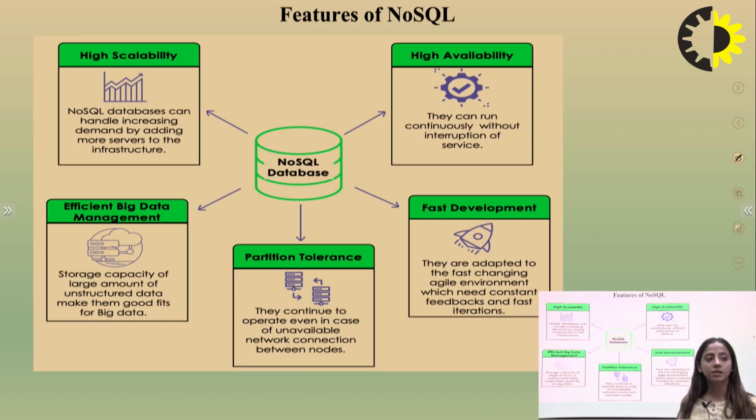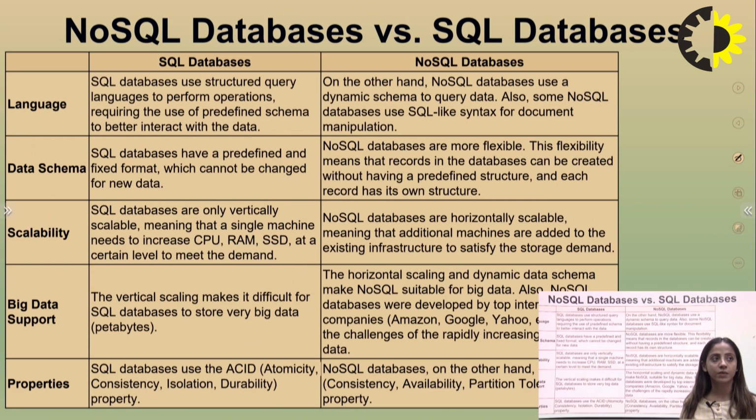Partition tolerance. They continue to operate even in case of unavailable network connection between nodes. Fast development. They are adapted to the fast changing agile environment which needs constant feedback and fast iterations. And of course, high availability. They can run continuously without interruption of service.